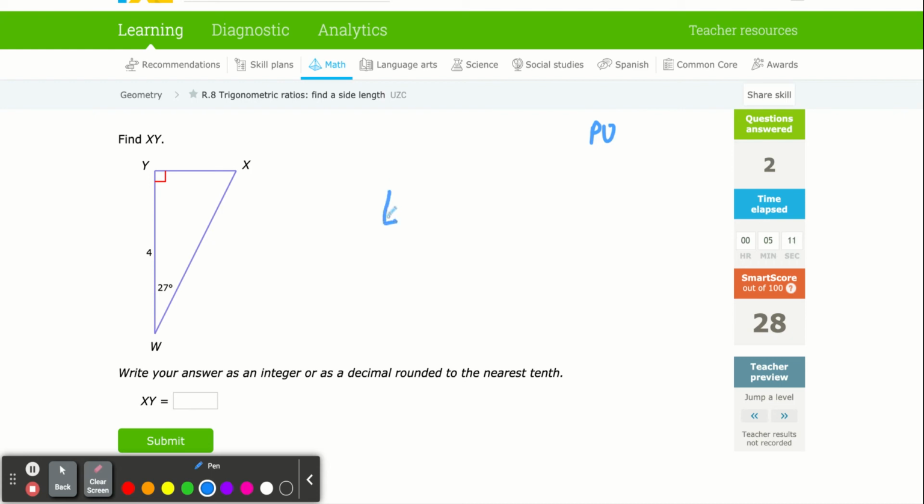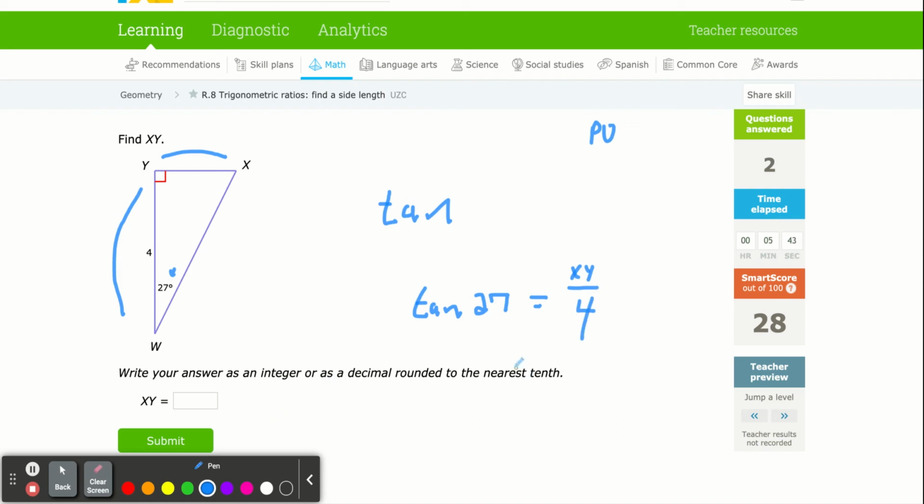This is the time I'm going to use my tangent because I'm looking for xy. This is xy here, and I know this side here, and I know this angle. So the tangent of 27 degrees is going to equal this unknown xy side, because that's the opposite side, because remember, tangent's opposite over, sorry, opposite over adjacent. That's why I use a tangent, because we don't know the hypotenuse. Opposite over adjacent, which is 4.